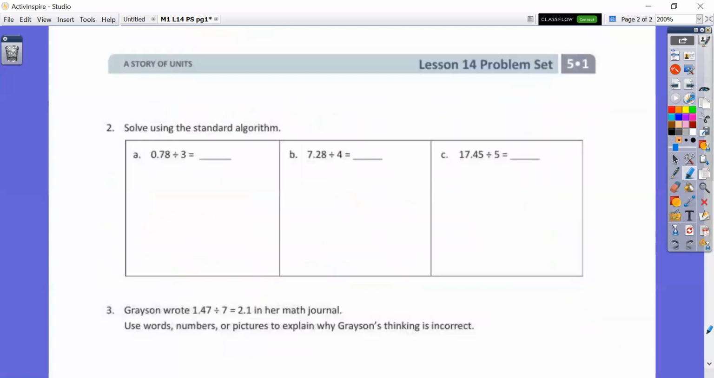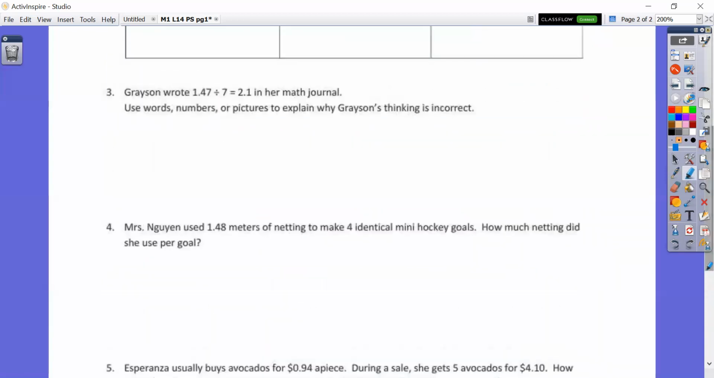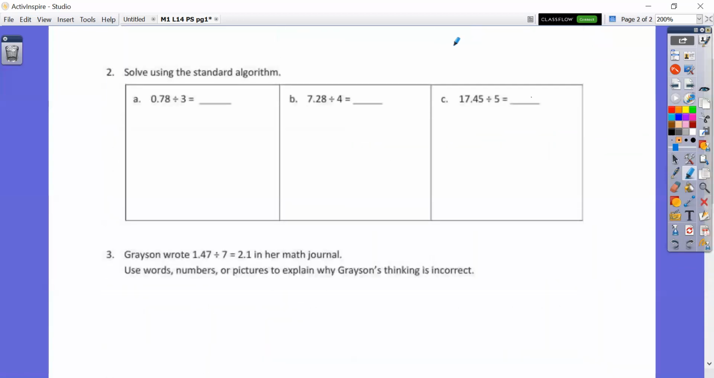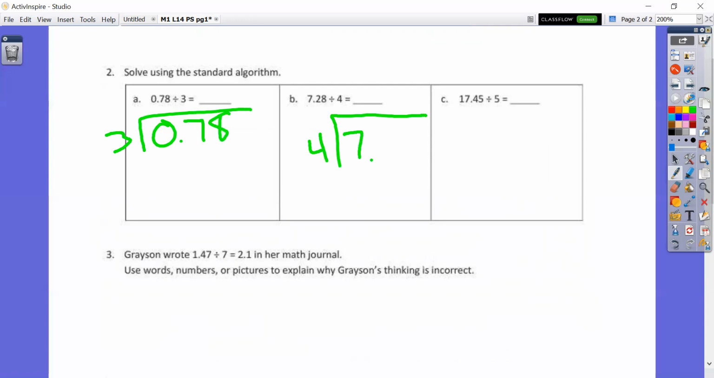All right, one last practice on the back. Oh, there's 3 of them. We're just going to try these 3 because this problem set's already probably a little too long. So let's go ahead. I'm going to set these up in standard algorithm. Probably want to give yourself a little bit more room above these.